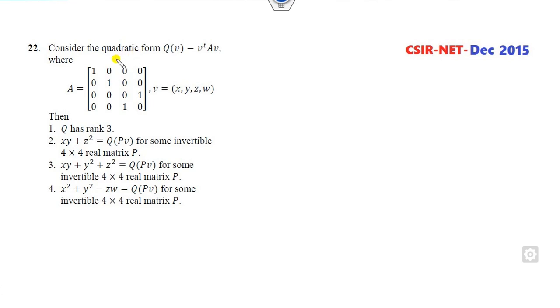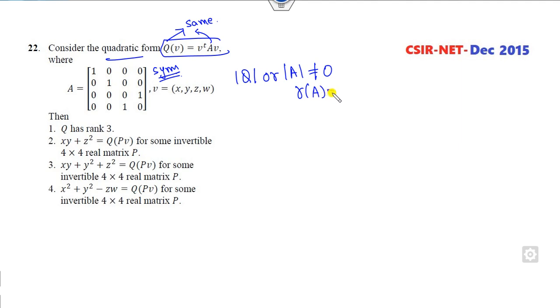Okay, now this is the quadratic form. Is it symmetric? Yes, it is symmetric. Now you can see Q has a rank. This is the quadratic form, so the rank of Q and the rank of A are always the same. Clearly, there are 4 non-zero eigenvalues. So the determinant of Q, or the determinant of A, is non-zero, so the rank of A is 4.